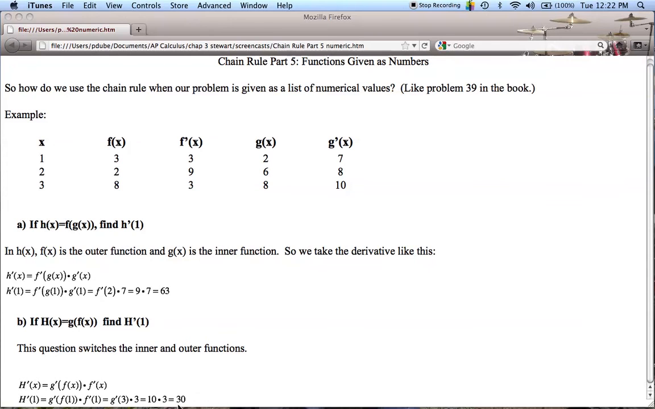You get two different answers. I got 63 in the first case when f was on the outside. I get 30 when g was on the outside.